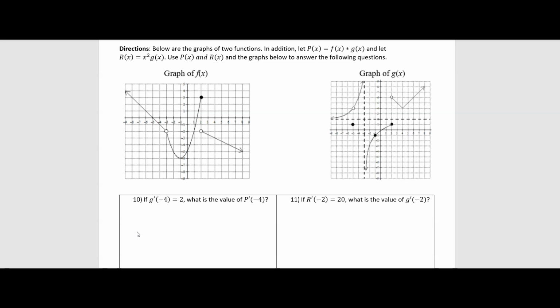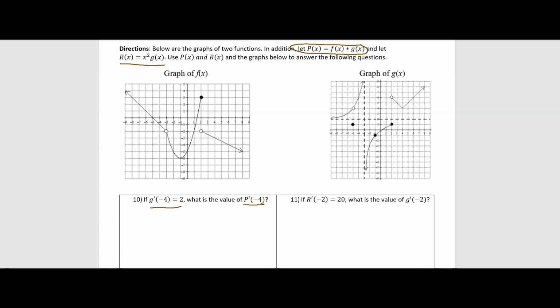Okay, so we're given the graphs of two functions below. We're given f of x and g of x. Then we're told that p of x is equal to the product of those two functions, and r of x equals x squared times g of x. We're not going to use the r of x function for number 10, so we don't really have to worry about it. Number 10 says, if g prime of negative 4 equals 2, what is the value of p prime of negative 4? So we have to find the derivative of p, right?